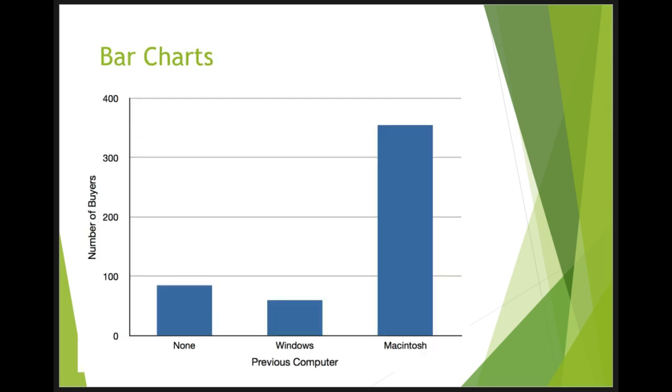Bar charts can also be used to represent frequencies of different categories. A bar chart of the iMac purchases is shown here. Frequencies are shown on the y-axis, and the type of computer previously owned is shown on the x-axis. Typically, the y-axis shows the number of observations rather than the percentage of observations in each category, as is typical in pie charts.